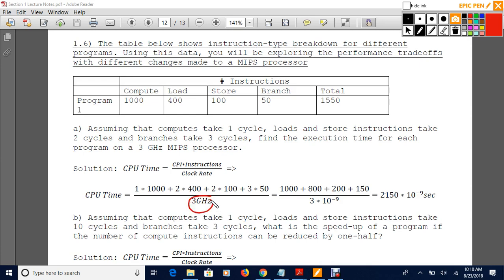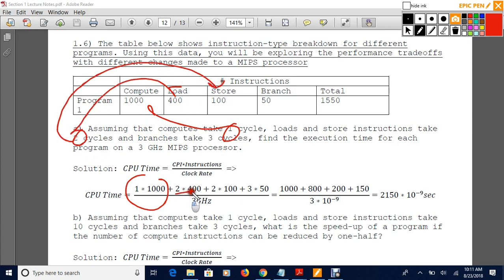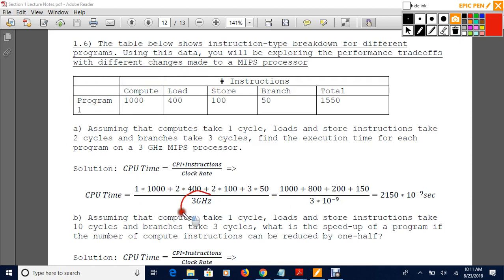So I have cycles times instructions, right? Divided by, and so it cancels out, and then we'll get number of seconds over here, right? So 1 times 1,000 plus 2 times 400 plus 2 times 100 plus 3 times 50. And we divide that all by 3 gigahertz. And that comes out to 2,150 times 10 to the negative 9 seconds.